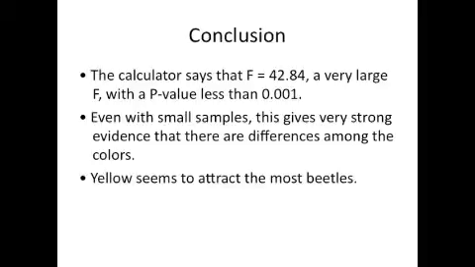The calculator says that F equals 42.84, a very large F, with a p-value less than 0.001. Even with small samples, this gives very strong evidence that there are differences among the colors. Yellow seems to attract the most beetles, though.